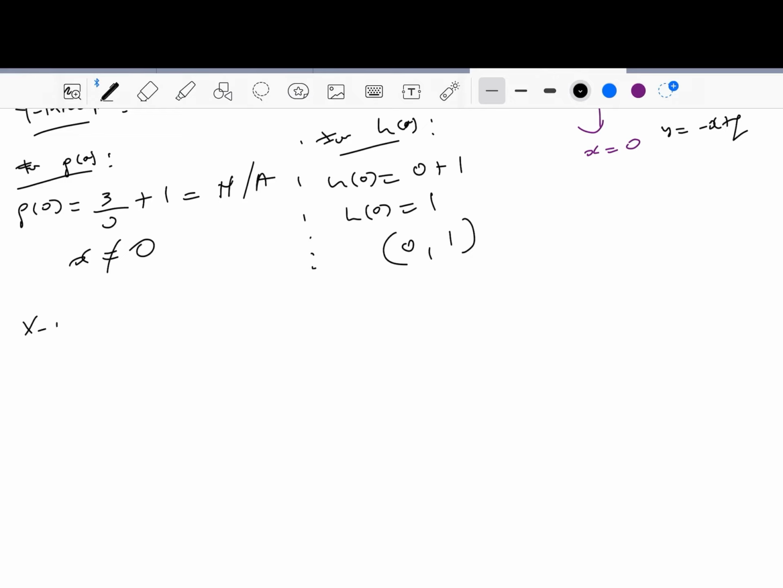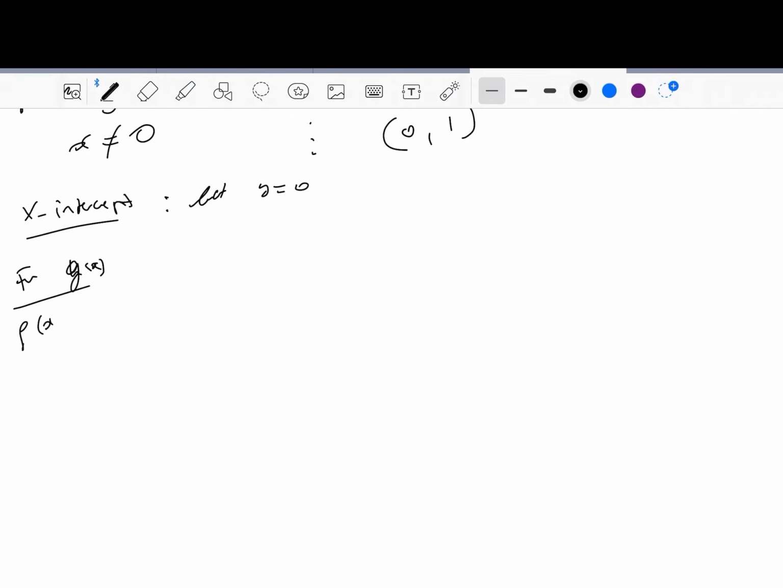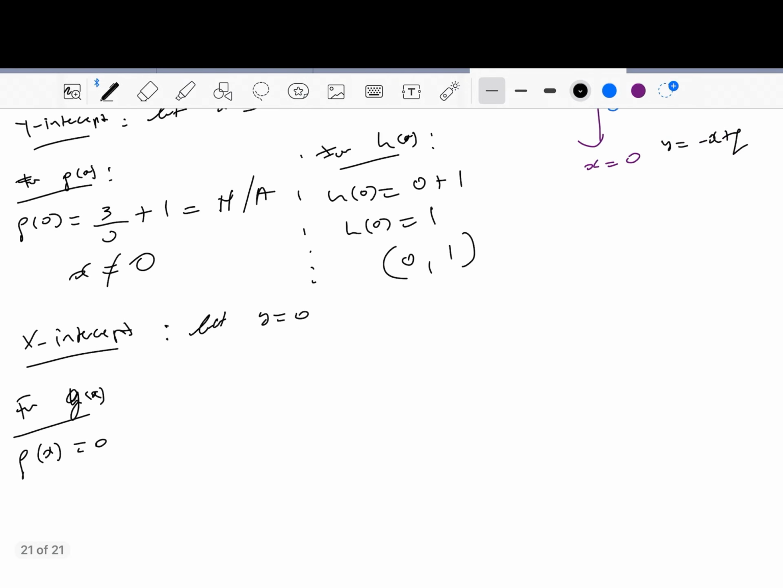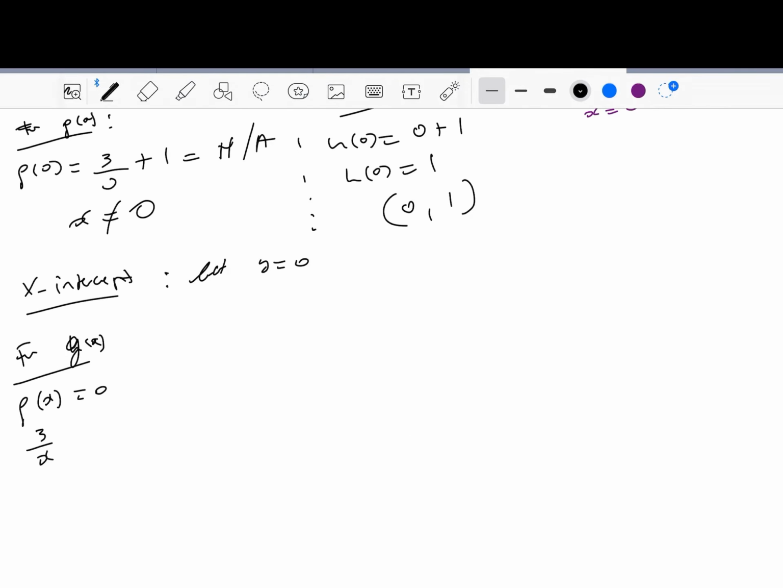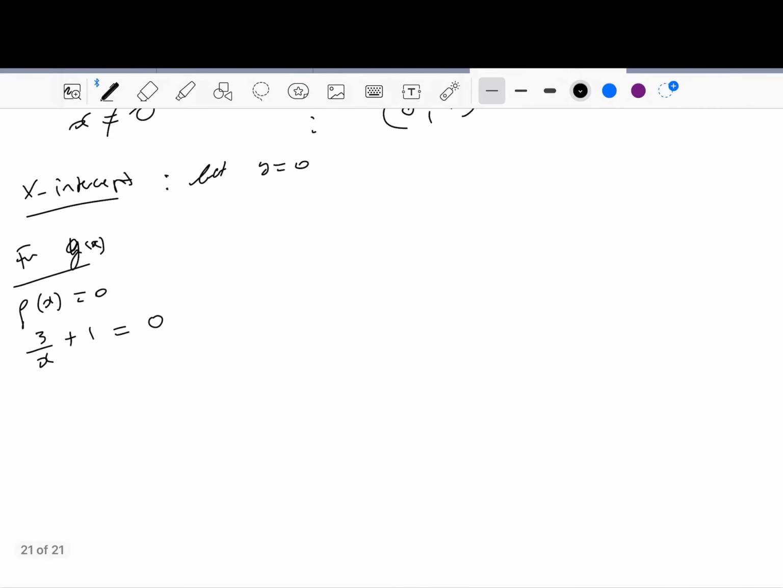And then now we can find the x-intercepts. We can have the x-intercept for h of x and the x-intercept for g of x. So let's continue like that. G of x. For the x-intercept, we say the same thing: let y be equal to 0. In this case, we are letting g of x be equal to 0. And what is g of x again? G of x is 3 over x plus 1. So you have 3 over x plus 1 is equal to 0.